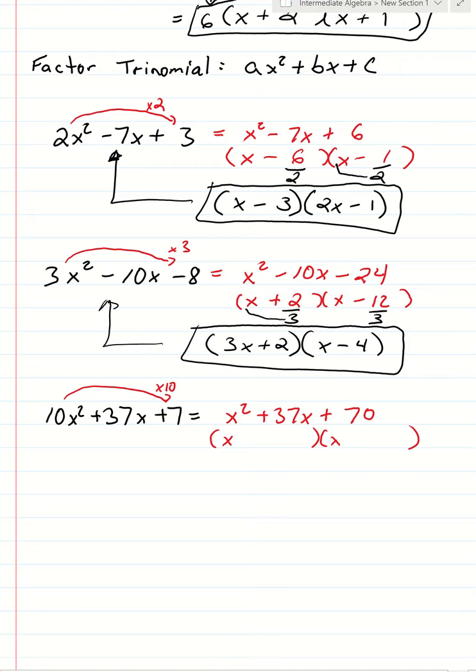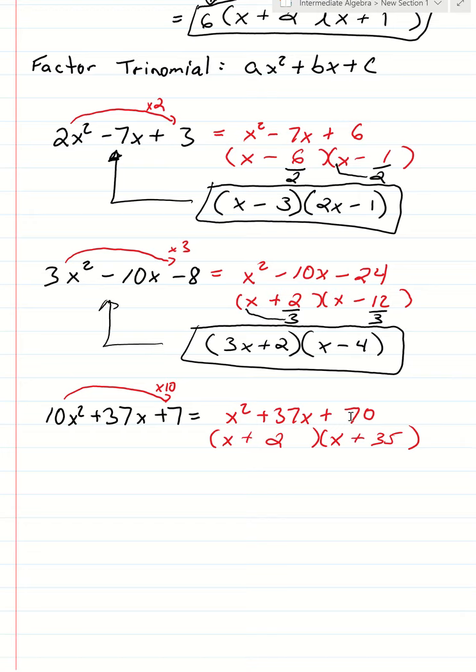Factors of x squared have to be x and x. What do we know about the signs? Well, they have to be the same sign. We need two positive numbers. Factors of 70. What two numbers multiply to 70 but also add up to 37? Well, that happens to be the numbers 2 and 35. 2 times 35 does equal 70. 2 plus 35 does equal 37.